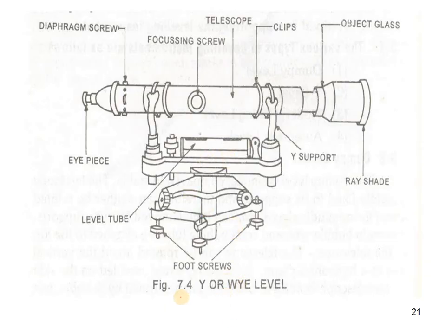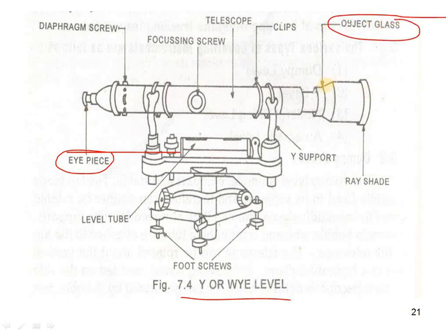So this is our Y level instrument, the diagram. So we can see the component parts one by one. The first part is this one, the eyepiece. For every instrument we will have the eyepiece and the object glass. So this one is called the object glass, and this is the ray shade, a metallic ring which is provided at the top of the object glass, and these are the clips which are provided so the telescope does not move. Okay, and this portion is called the telescope.